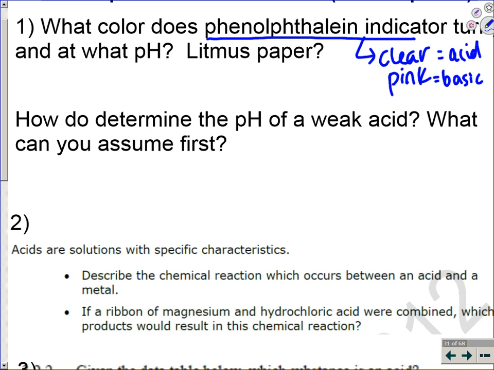The other common pH indicator that we use is litmus paper. Litmus paper has two initial colors. What are they? Blue and red. Okay, so initially it's like a piece of paper and it's blue, and there's a piece of paper and it's red. If I take the blue paper and I dip it into a base, what color does it turn?